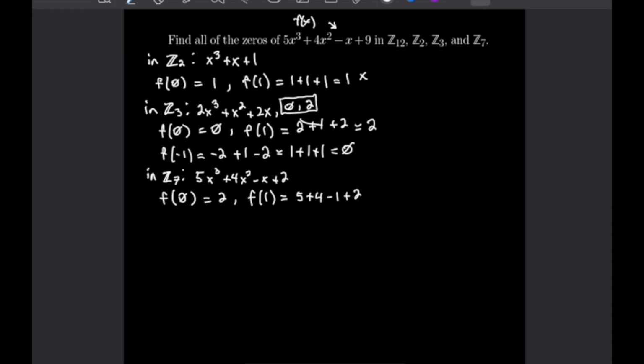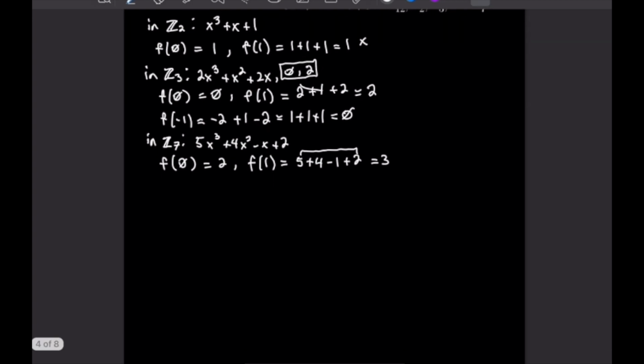Well, we can see we can combine this 5 and this 2 to make a 7, which will be 0. And then we have 4 minus 1, which is equal to 3. So this does not work as well. Next, let's go ahead and check f of 2.